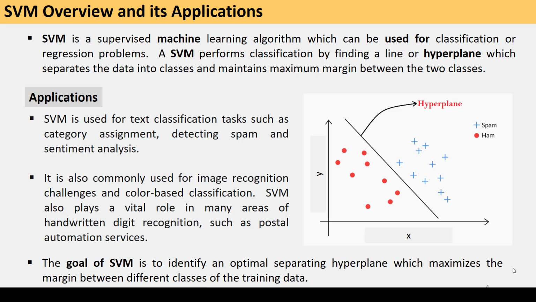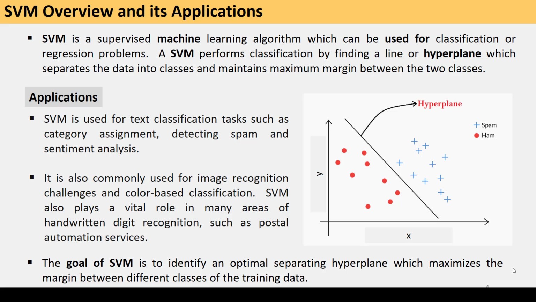Okay, so let's try to understand the SVM overview and its applications. SVM is a supervised machine learning algorithm which can be used for classification and regression problems. The simple idea of how SVM works is to differentiate the two classes of data using a line, which we call a hyperplane. The hyperplane works in this way: it finds an optimal line between the two classes, but at the same time, it also maintains the maximum distance between the two classes.